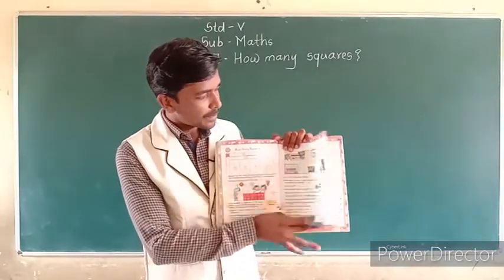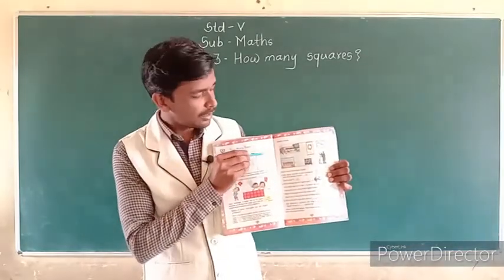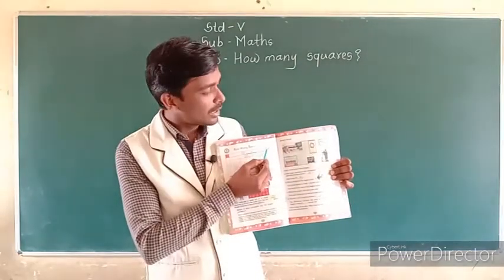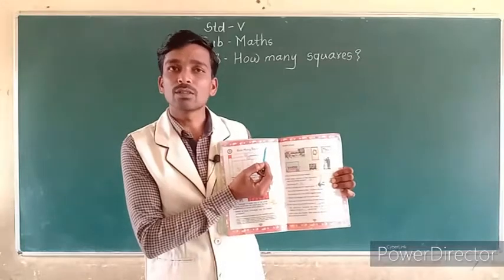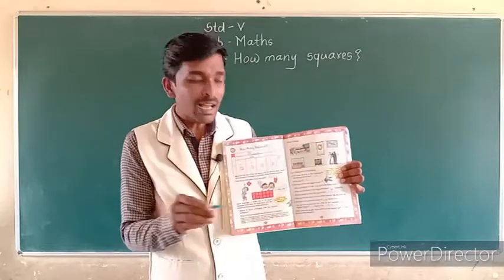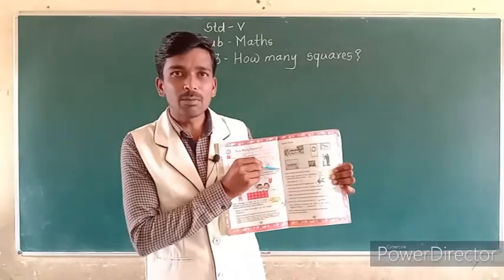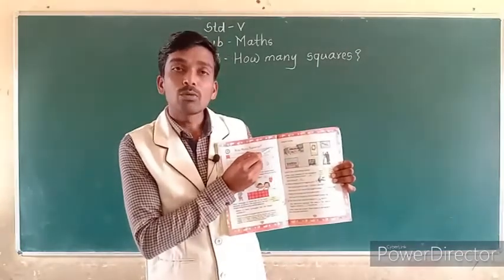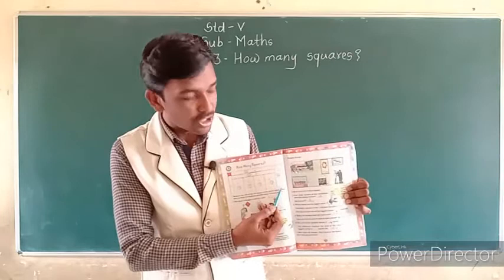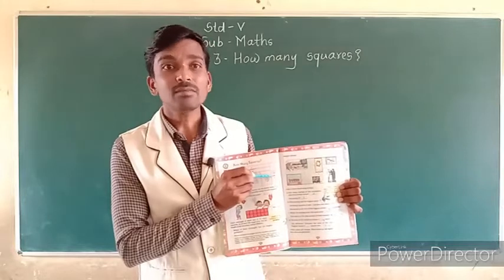Why? See here, in this last rectangle, vertically how many squares are there? 1, 2, 3, 4, 5, 6. 6 squares are there, and horizontally there are 2 squares. So their area will be the same, but the perimeter will be different. Why? See, here the side is 6 centimeters. This 6 centimeters means 12 centimeters. 12 and this 2, 12 plus 2 means 14, and this 2 means 16. So the perimeter for this rectangle is 16.